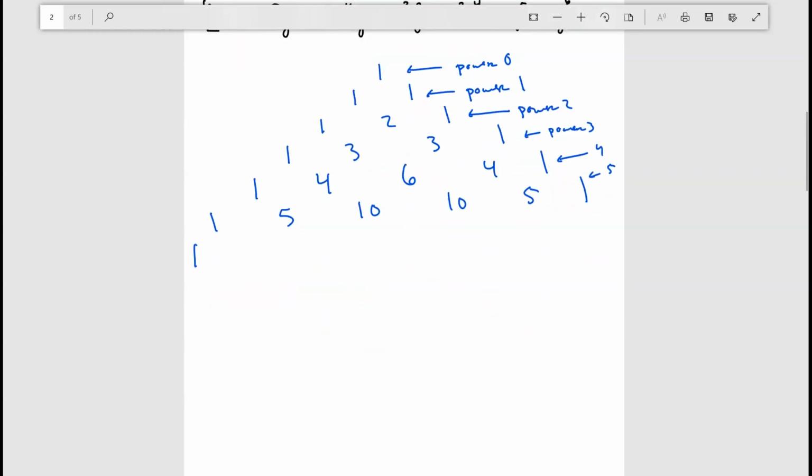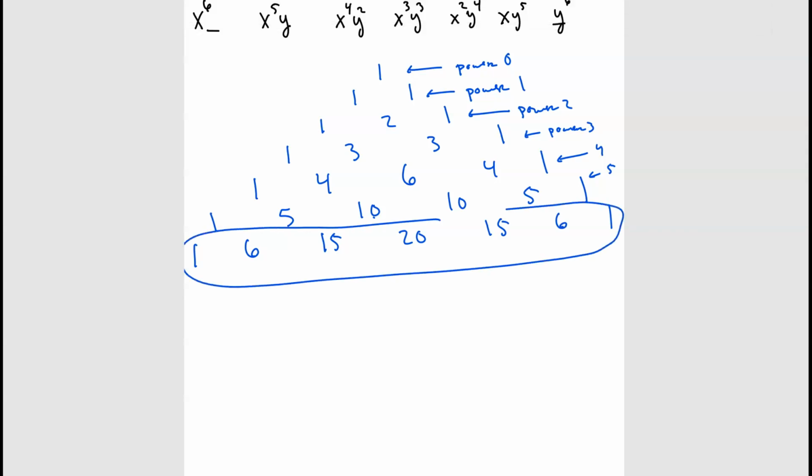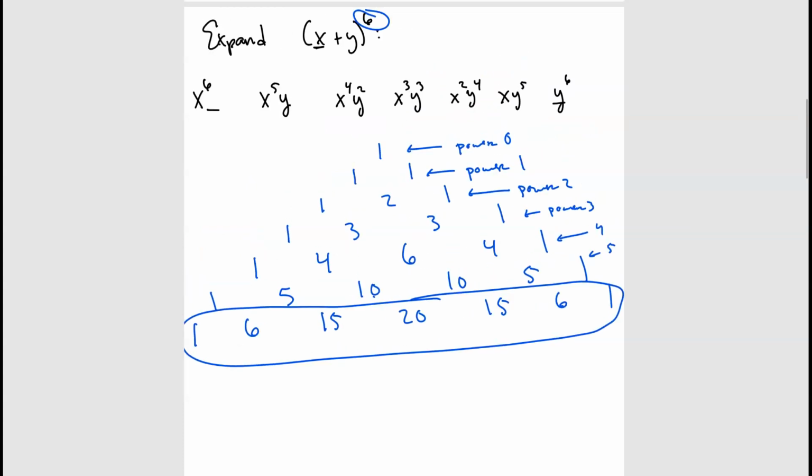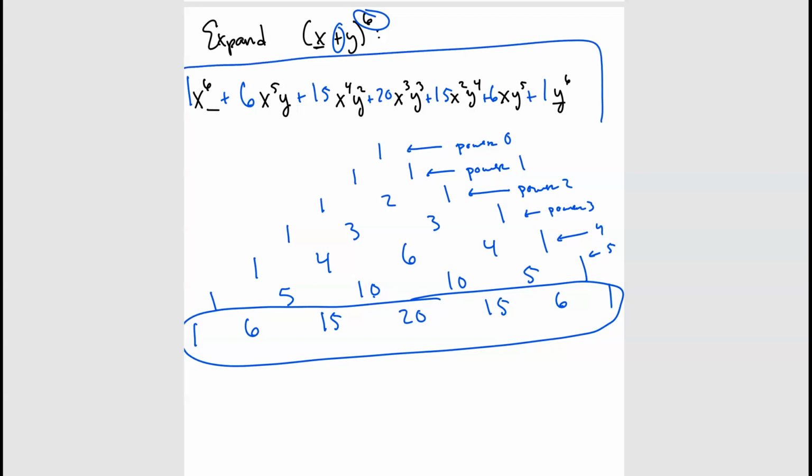So this is going to be 1. 1 plus 5 gives me 6. 5 plus 10 gives me 15. 10 plus 10 gives me 20. 10 and 5 gives me 15. 5 and 1 gives me 6, and then I'm going to have a 1. So this is going to be my coefficients of my expansion. So we're going to start off with a 1, then we're going to have a 6, then a 15, a 20, a 15, a 6, and then a 1. And since this is a positive, I'm just going to have a positive in there because everything is going to stay positive. So this is my expansion, which is much easier than having to FOIL everything out many different times.